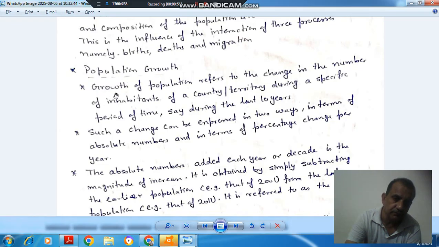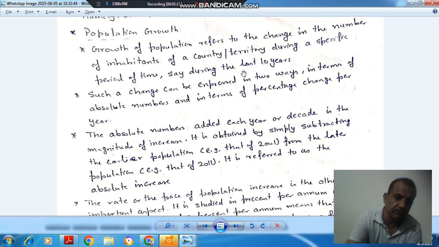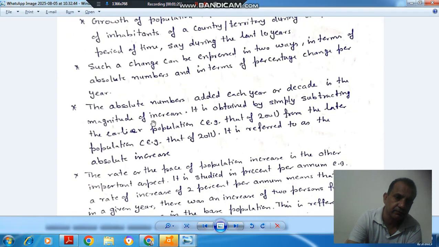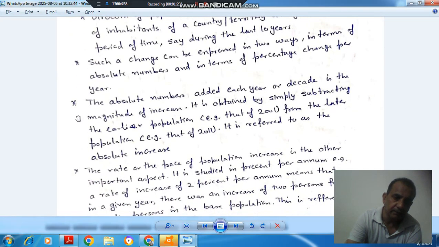The first point is the growth of population refers to the change in the number of inhabitants of a country or territory during a specific period of time, say during the last 10 years. Next point, such a change can be expressed in two ways, in terms of absolute numbers and in terms of percentage change per year.